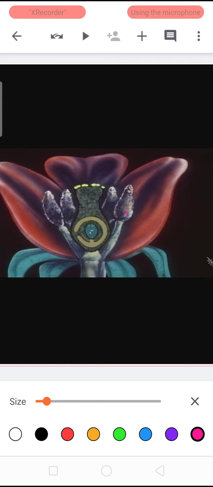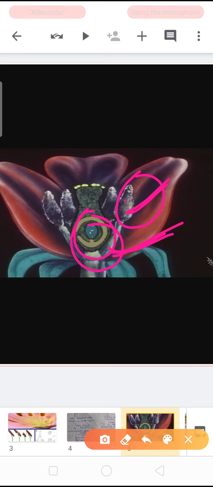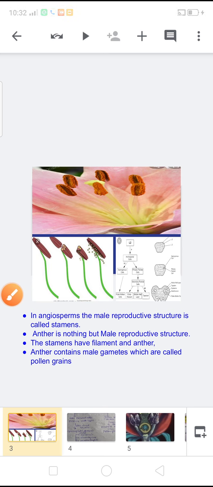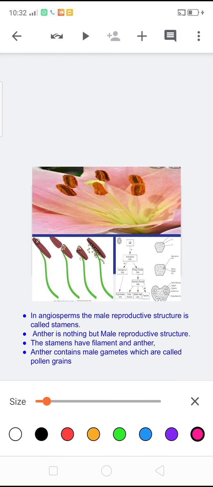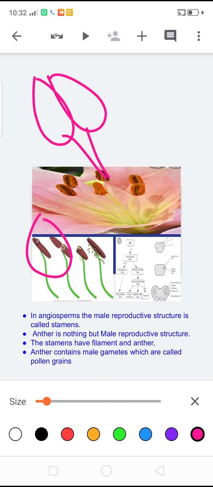Anther is known as microsporangium and ovule is known as megasporangium. Anther is of two types. One is dithecous anther and the second one is monothecous anther.